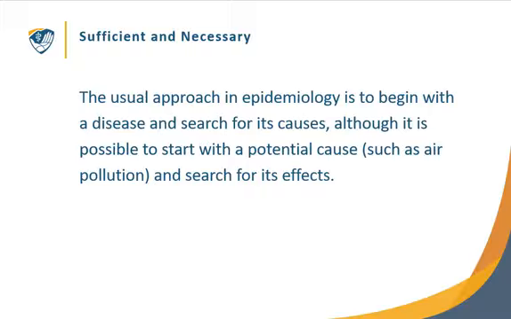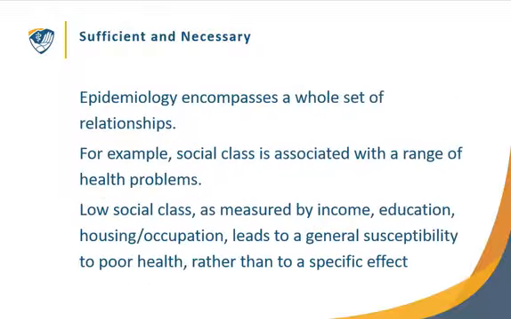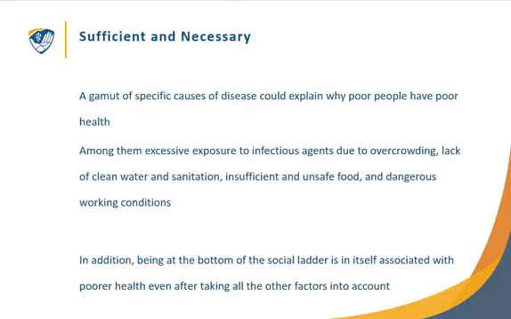Now, the usual approach in epidemiology is to begin with a disease and search for its causes, although it is possible to start with a potential cause, such as air pollution, and search for its effects. Epidemiology encompasses a whole set of relationships. For example, social class is associated with a range of health problems. Low social class, as measured by income, education, housing, occupation, leads to a general susceptibility to poor health rather than to a specific effect.